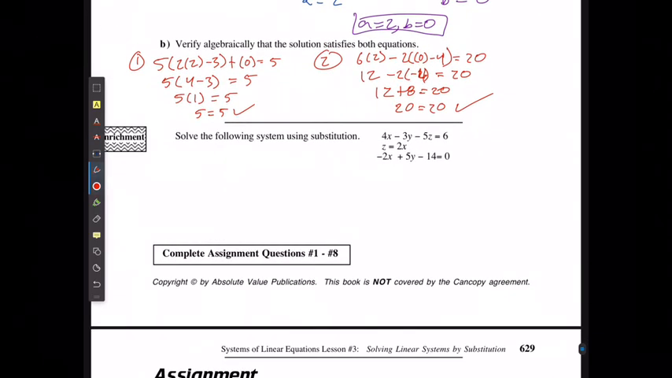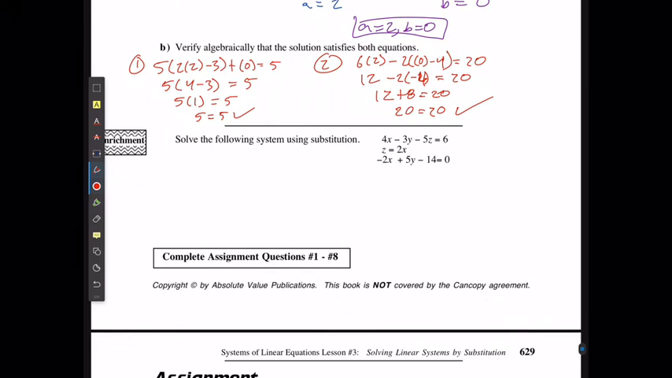All right. For the last one, now this one is a little bit more complex than what you're going to see on your test or things for this year, but it's a good example of how to do this process because you can always do it multiple times.